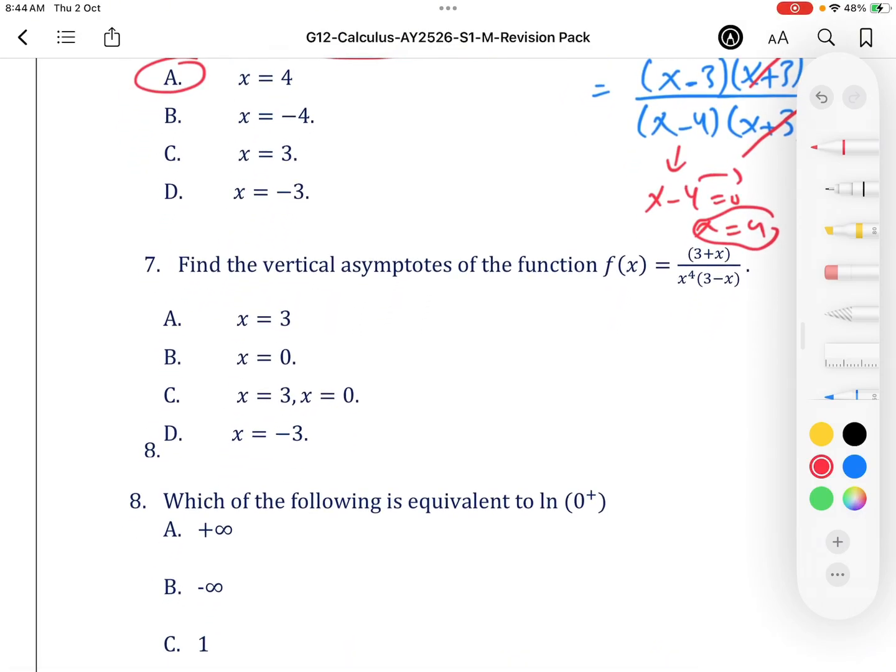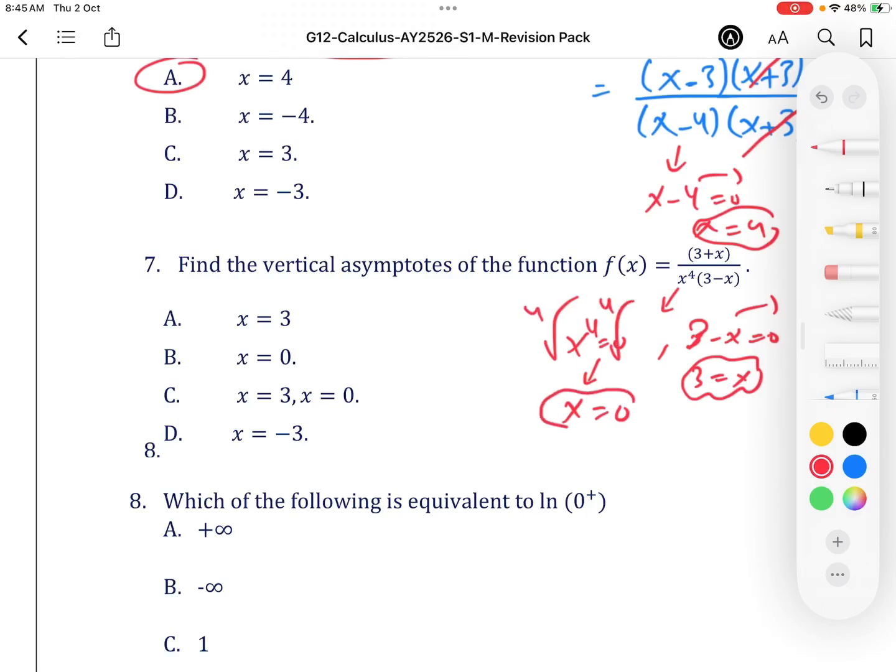Question number 7. Find the vertical asymptotes. It's already in the factored form, nothing to be cancelled. So x to the 4 equal to 0, or 3 minus x equal to 0. The first one, x equal 3. According to the x to the 4, fourth root, or generally x equal to 0, whatever you do, the fourth root of 0 stays 0, so it doesn't matter. So 0 and 3.